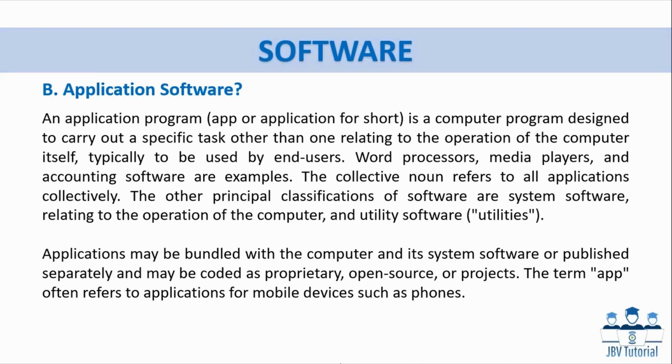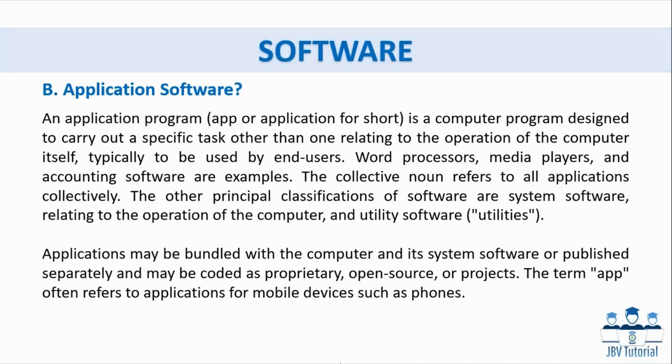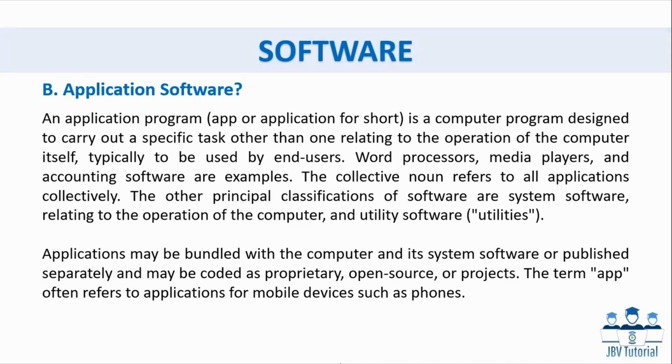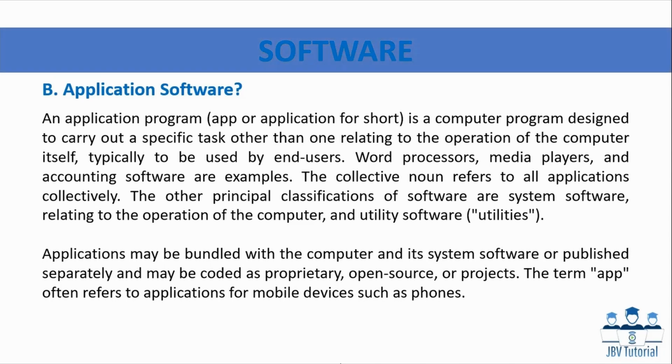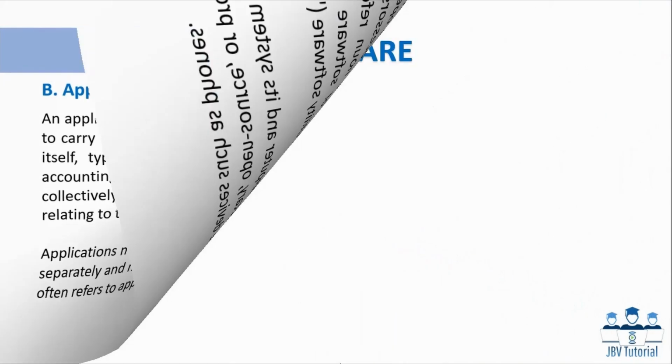The other principal classifications of software are system software, relating to the operation of the computer, and utility software, utilities. Applications may be bundled with the computer and its system software or published separately, and may be coded as proprietary, open source, or projects. The term app often refers to applications for mobile devices such as phones.